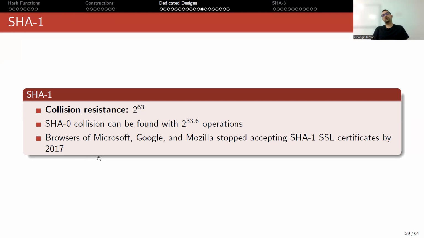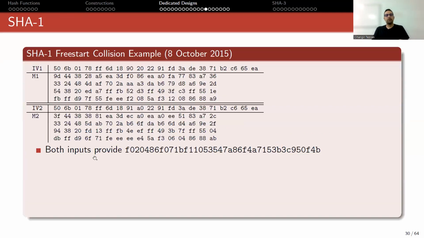Browsers of Microsoft, Google, and Mozilla stopped accepting SHA-1 SSL certificates by 2017. Maybe you remember those days. All of a sudden, the web pages you visited regularly, your browser starts giving some red error saying, are you sure, it might not be secure, and so on. It was because they were using SHA-1 SSL certificates, okay? So let's look at the history of the collisions.